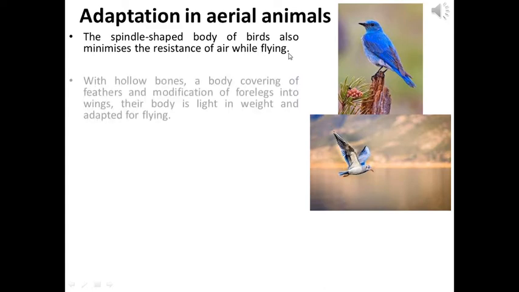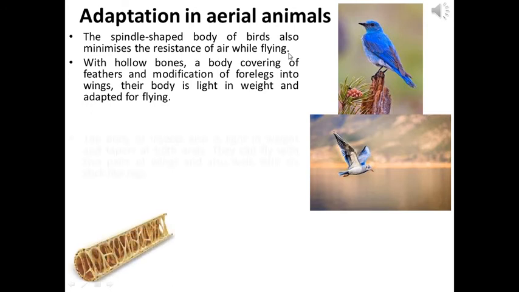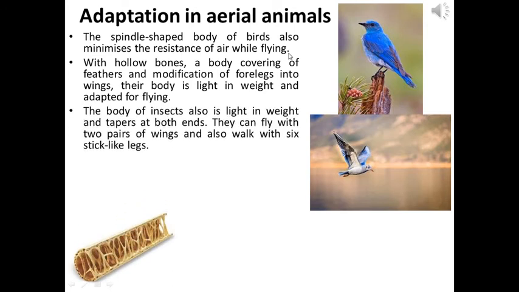With hollow bones, a body covering of feathers, and modification of forelegs into wings, their body is light in weight and adapted for flying. Their bones are hollow. The body is covered with feathers and their forelegs are converted into wings. These characteristics make their body light, and because of the light weight, they can fly easily.